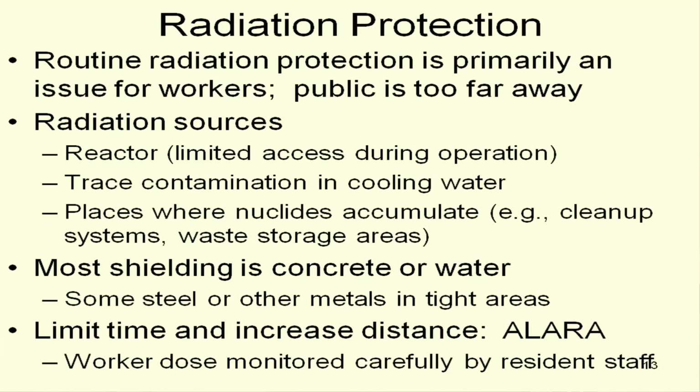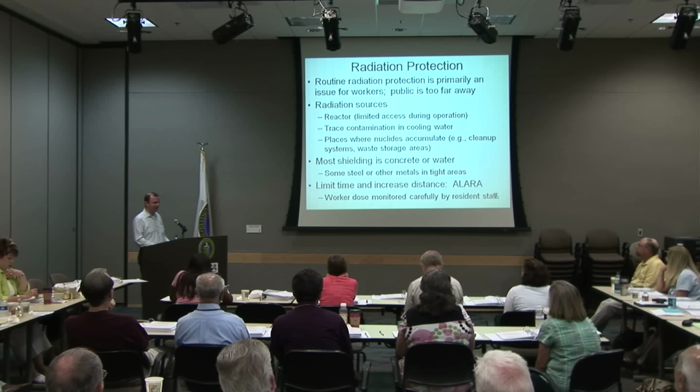Radiation protection, it's primarily, I mean, accidents aside, radiation protection routinely is primarily an issue for the workers, because they're the ones that get up close to this equipment where you've got your corrosion products and this kind of stuff. The public's just too far away and kept too far away. Your radiation sources, I mean, the reactor itself emits a lot of radiation during operation, but it's sealed up in a containment building, and people don't go in there during operation. You've got the trace contamination in the cooling water, and like I said, places where radionuclides accumulate, and in these plants, they manage worker dose very carefully.